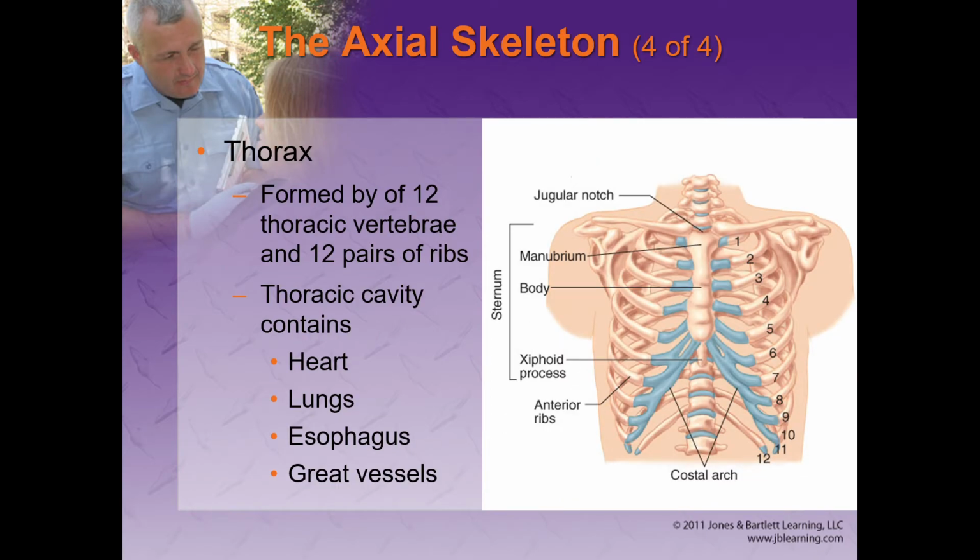Your thorax is formed by your 12 thoracic vertebrae and then 12 pairs of ribs. You can see that your ribs join into that central bone known as the sternum, which has 3 different parts. You've got the manubrium on the top, the body in the middle, and the xiphoid process at the bottom. Your ribs, except for the last 2, are conjoined with that sternum. Your last 2 sets are known as floating ribs.